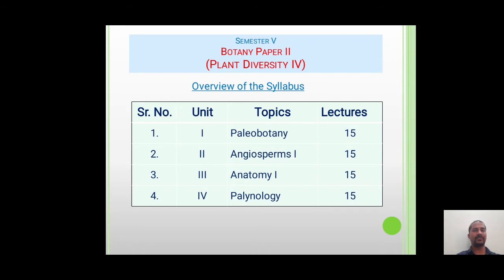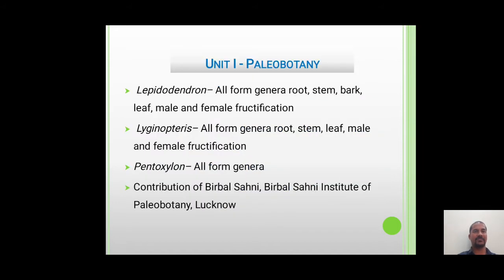Unit number 1 is of paleobotany. Unit 2 is of angiosperms. Unit 3 is of anatomy, while unit number 4 is of palynology. Each unit is of 15 lectures.